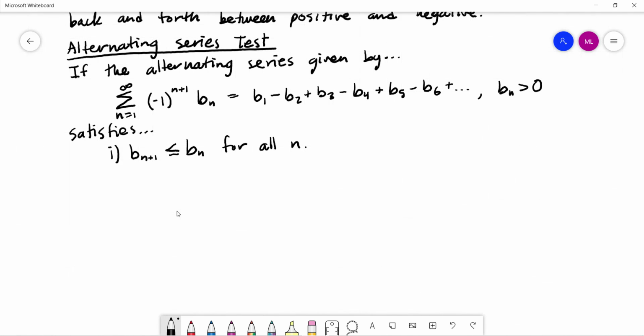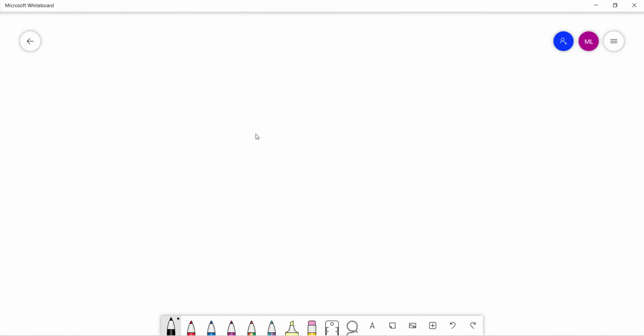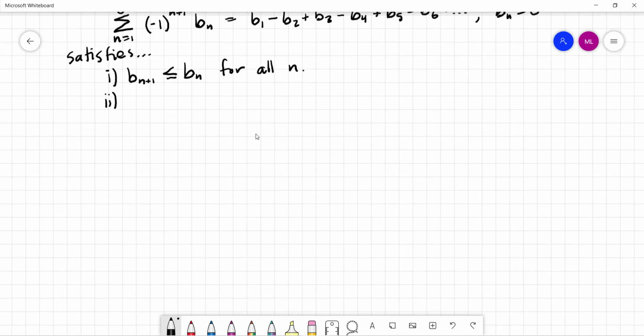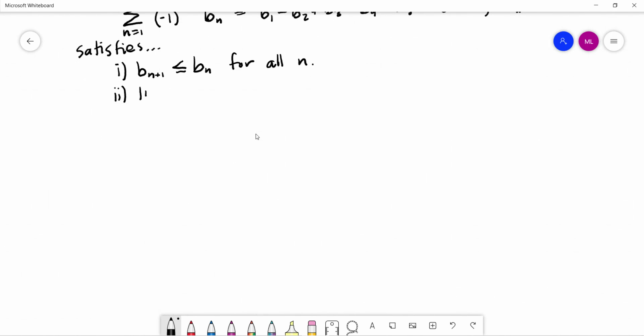So if that condition is met, and secondly, if the condition is met that not only do they get smaller, but eventually they go to 0, meaning the limit as n goes to infinity of b sub n is 0. If those two things are met, then the series has to converge.